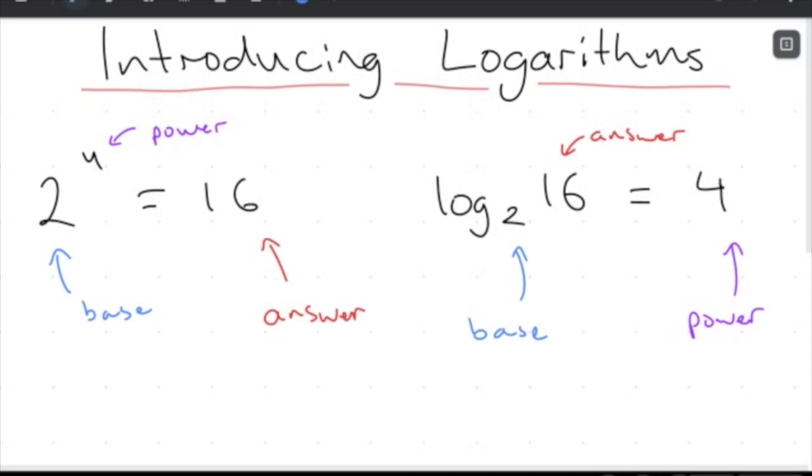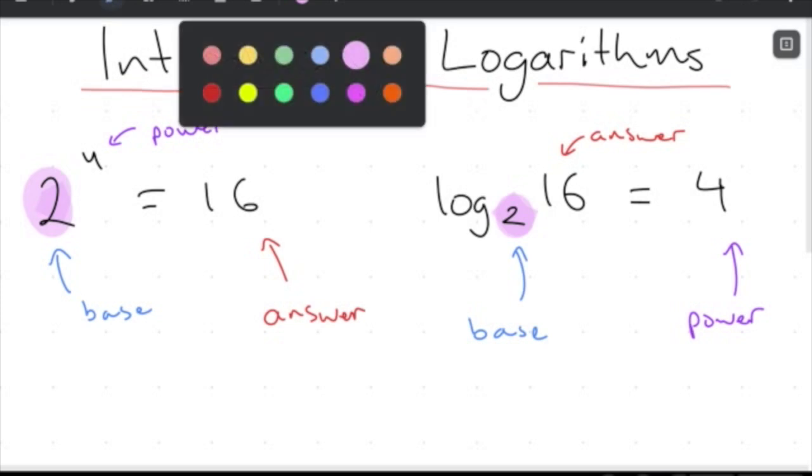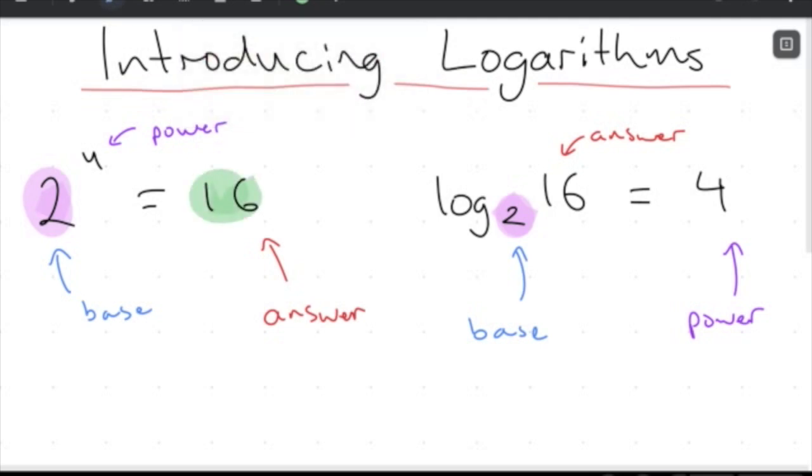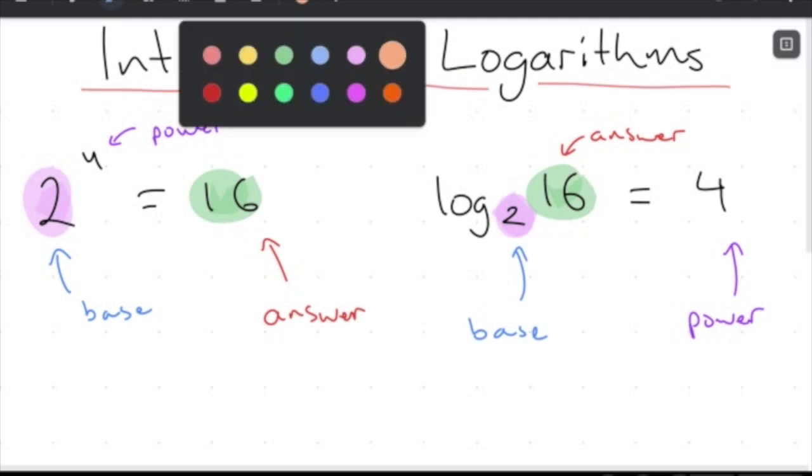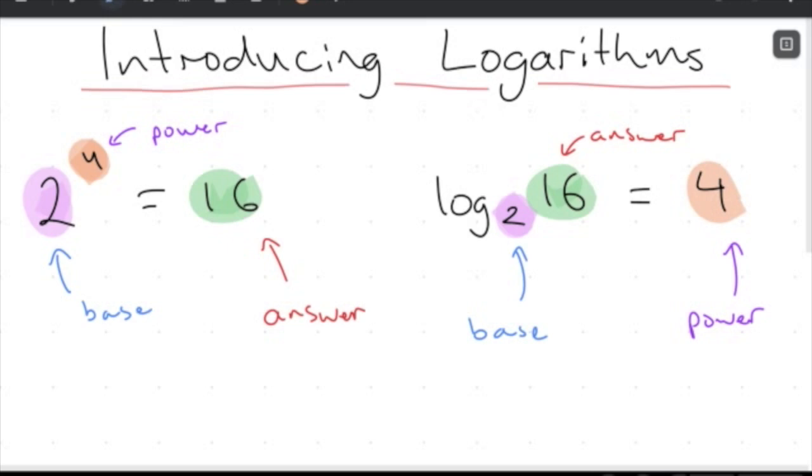But we can notice a couple of similarities. So our base here is our bottom number down here. It's this little subscript. So base usually means down low. So something, the base, something below. So this 2 just goes on the bottom. So the base looks very similar. The answer here becomes the thing we're finding the log of, and the power gets expressed over here. So it's basically telling us 2 to what power gives us 16.